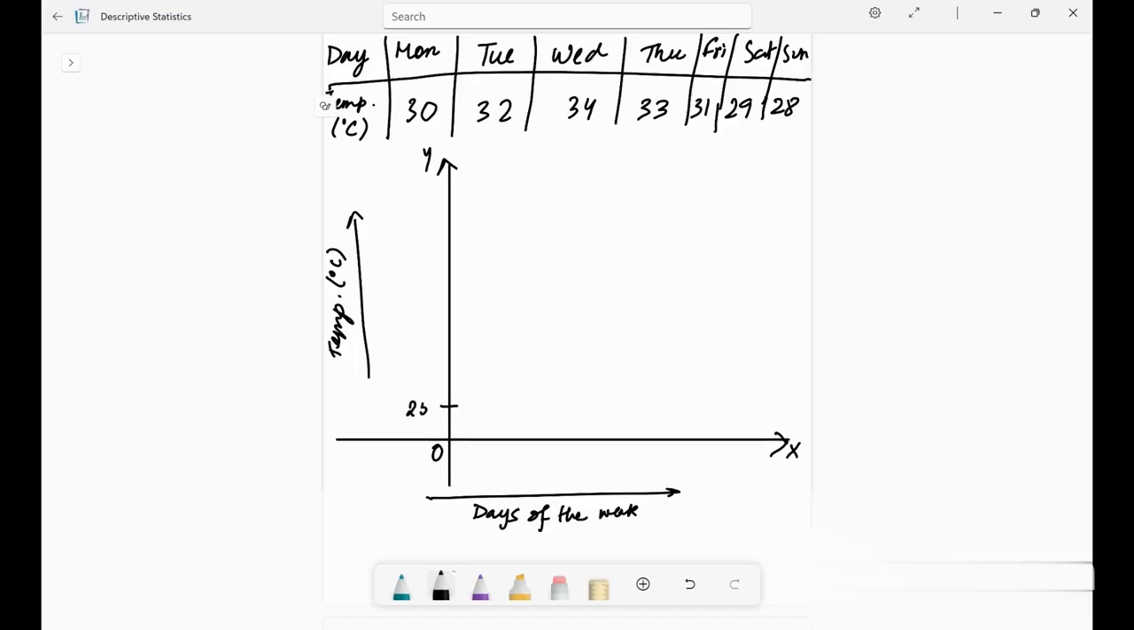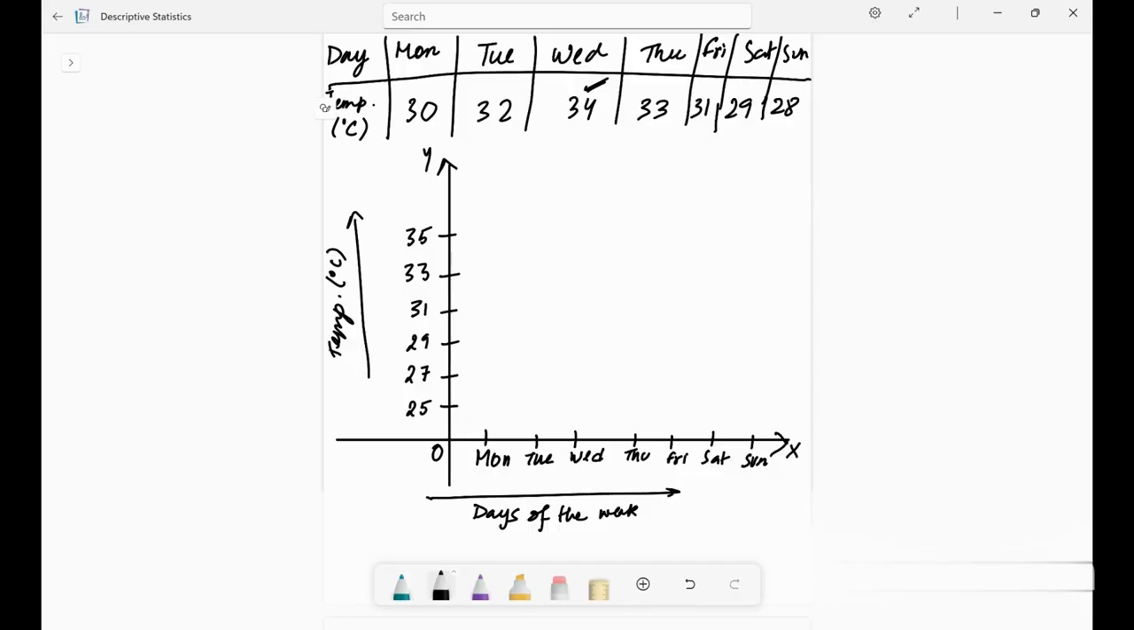Let's say we say 25 and then next we say 27, 29, 31, 33, 35. That's enough because we have till 34. All right. So, and here we will plot Monday, Tuesday, Wednesday, Thursday, Friday, Saturday, and lastly Sunday.